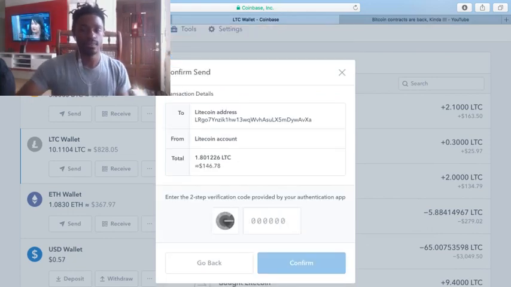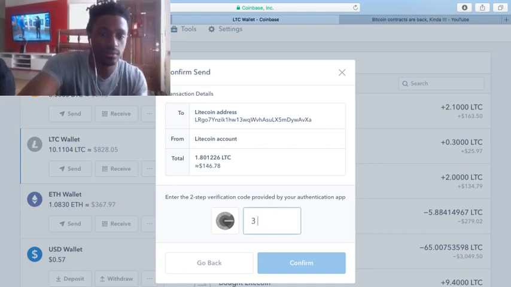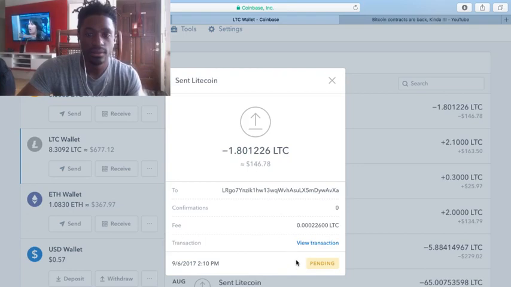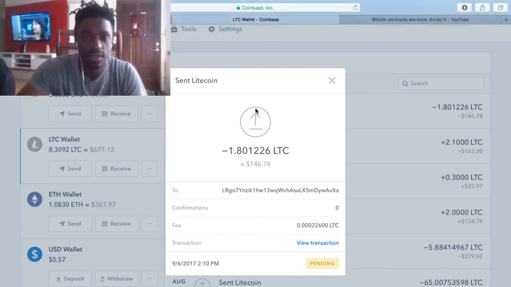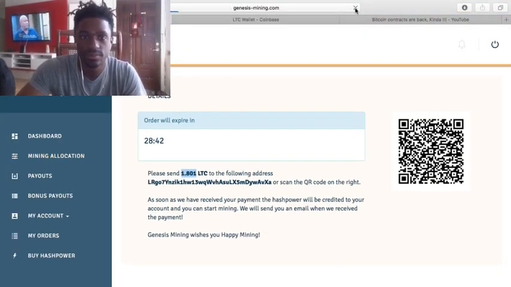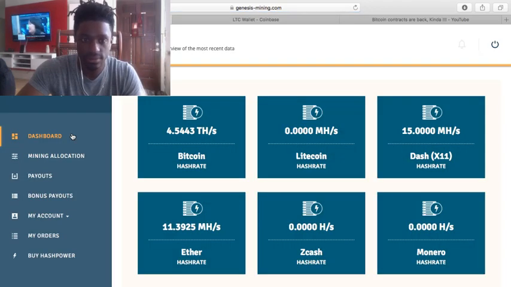Receive. Continue. All right, now to go to my phone for the two-step verification. Okay, let's type that in. All right, and it was sent, 210. All right, let's check, and let's refresh. There we go, we have received a payment. That's one thing about Litecoin, it's very fast. There you go, 4.5 terahashes of Bitcoin.